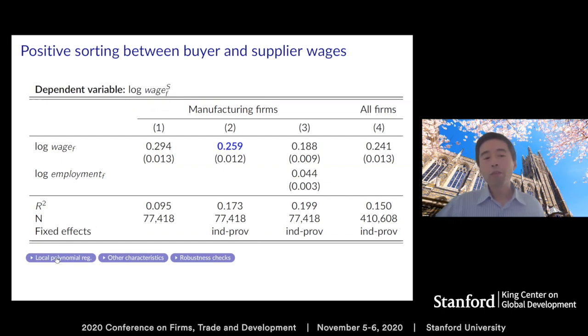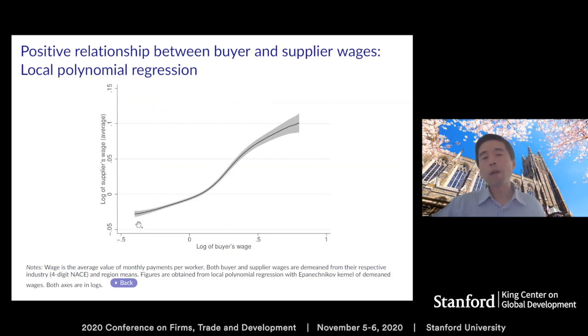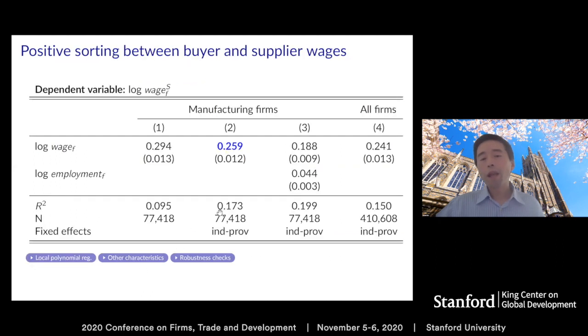And if you look at this non-parametrically, you also tend to see a fairly straightforward upward sloping curve here. And a lot of things could happen. One thing you could be wondering is that there are other characteristics that could also be sorted in this production network. It might be the firm's sales. It could be more than just the wages.